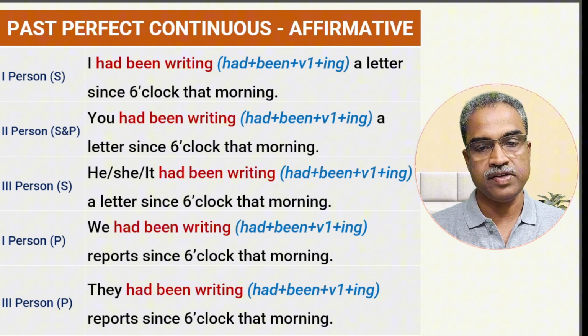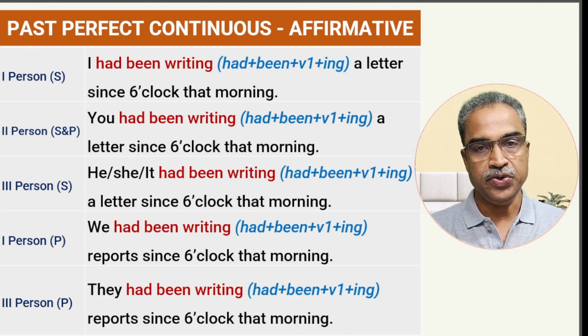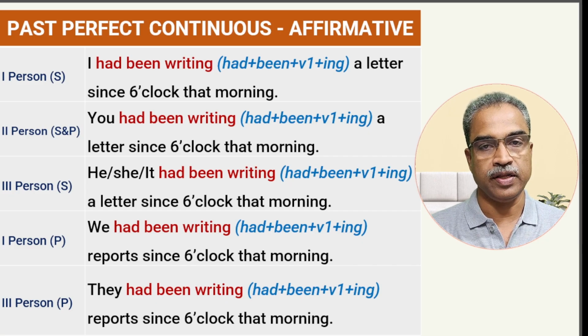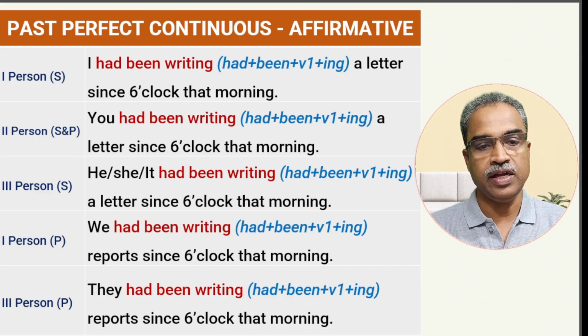Subject plus had plus been plus V1 with ing. Similarly, second person, you had been writing a letter since 6 o'clock that morning. I will explain to you when and why we should use past perfect continuous, and then you will know the difference between present and past perfect continuous tenses. For the moment, let us learn the format, how we make a sentence in the past perfect continuous tense. So you had been writing a letter.